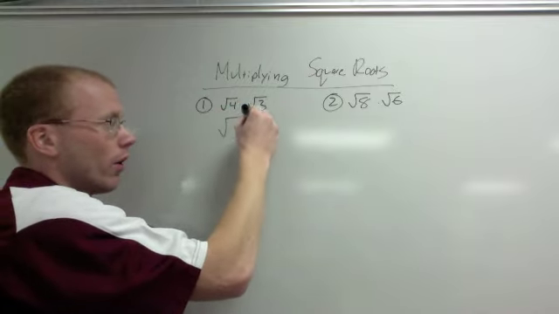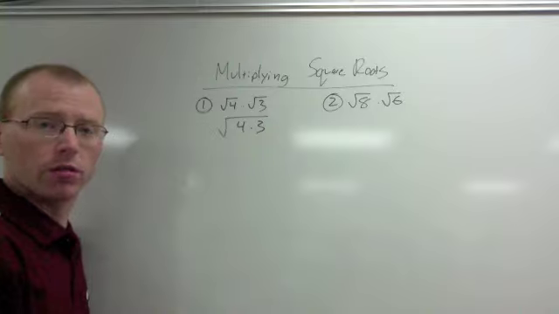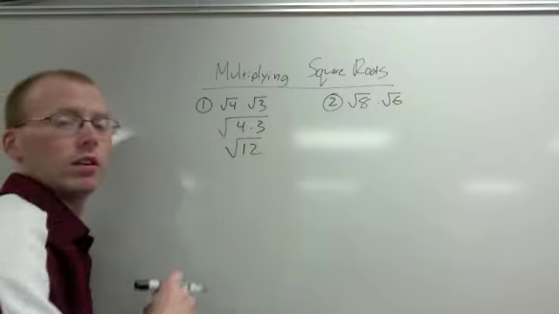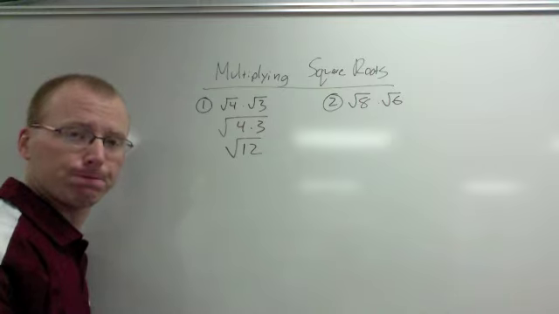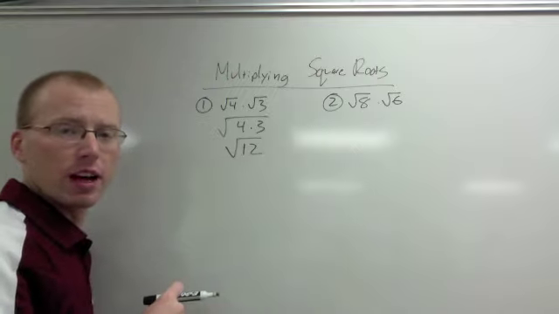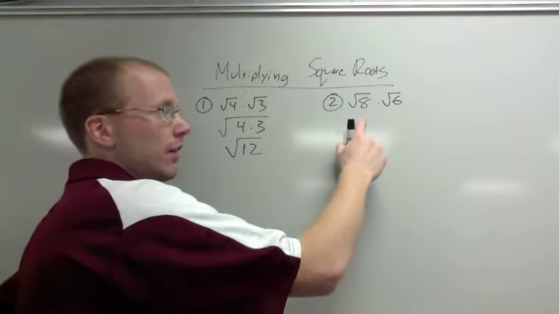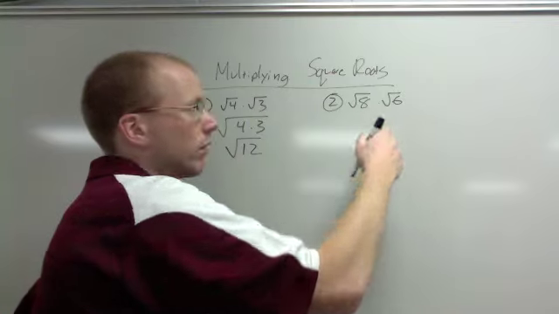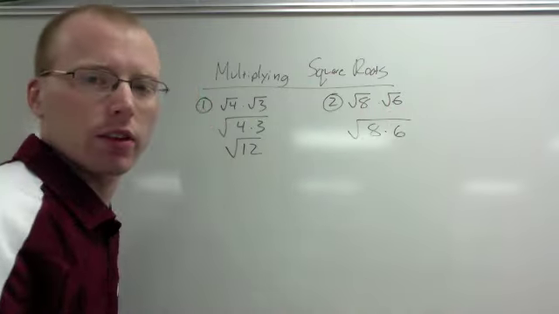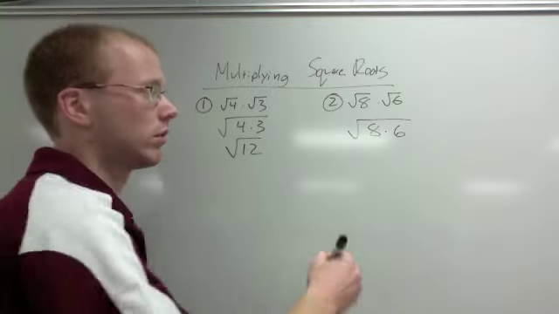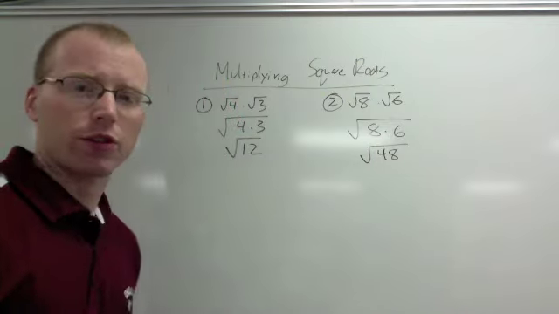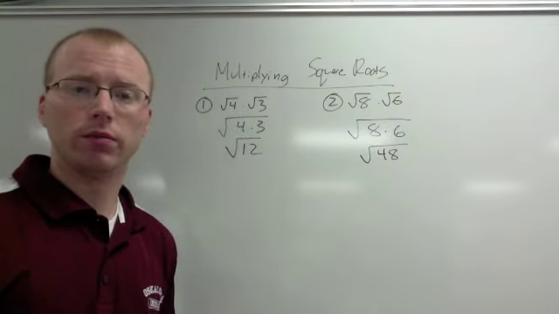So I'm taking the square root of 4 times the square root of 3. So I can take 4 times 3 and put it under the square root sign and get the square root of 12. That's it. We can do the same thing for number 2. I have the square root of 8 times the square root of 6. So I can take 8 times 6, put it under my square root sign, and then multiply. And this becomes the square root of 48.